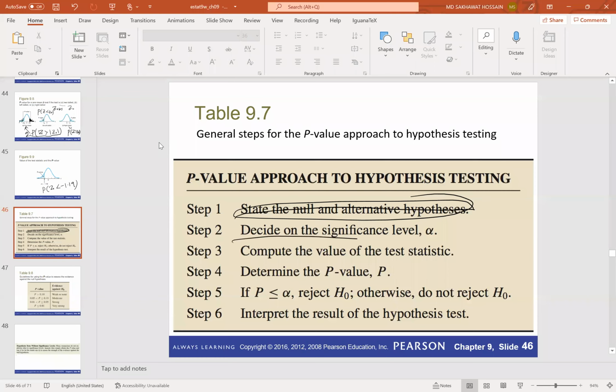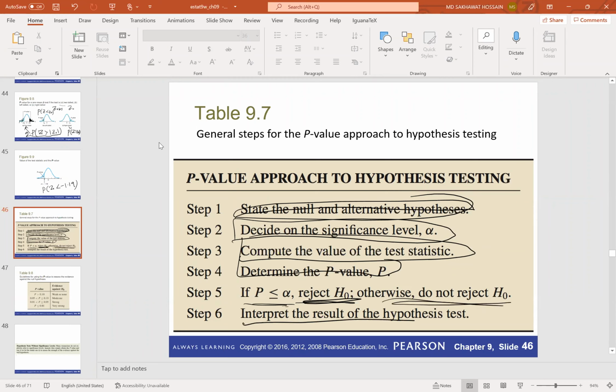Decide on the level of significance. So what is the value of alpha? Then we need to calculate the value of the test statistic. Then we determine the p-value. We compare the p-value: if the p-value is less than or equal to alpha, we reject the null hypothesis. Otherwise, we fail to reject the null hypothesis. Then the last thing is to interpret the result of the hypothesis test. This is also very important to know. How do we interpret the results of the hypothesis test? I'll discuss this one later.